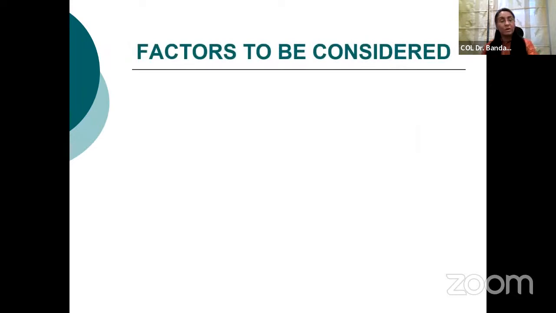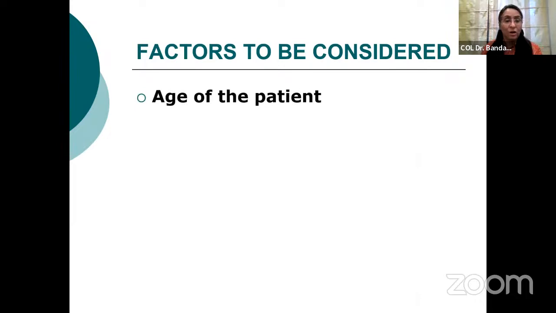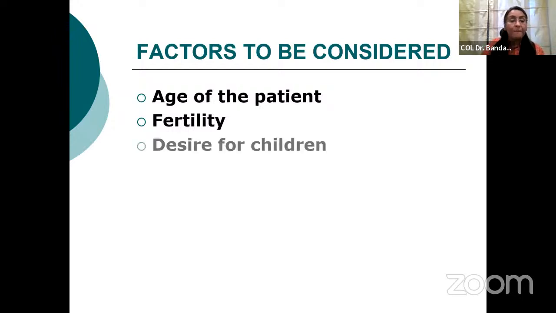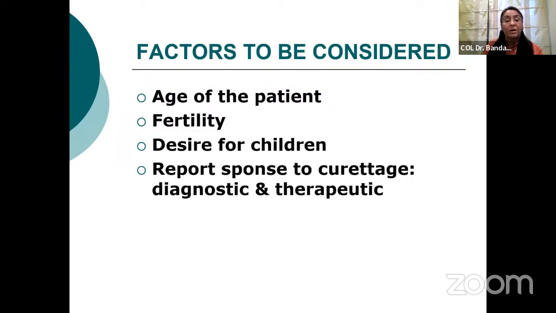What are the factors to be considered when we are treating or managing AUB? The factors are the age of the patient, the fertility status, whether it is required or not required, that means the desire for children, as I have explained, and there's a slight spelling mistake here, the report of the curettage that we do, whether it allows us to continue with a conservative management or not.